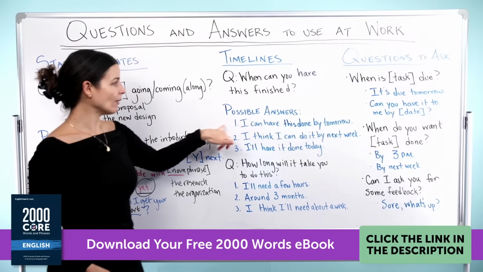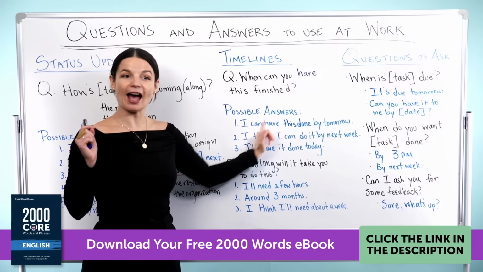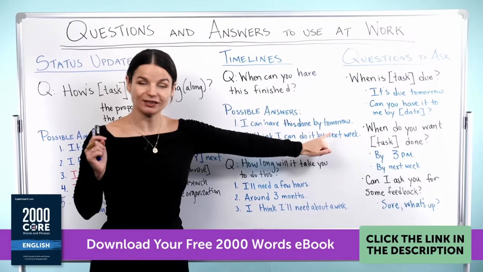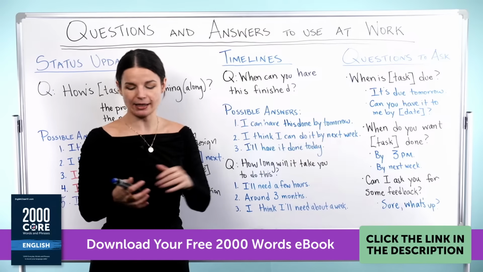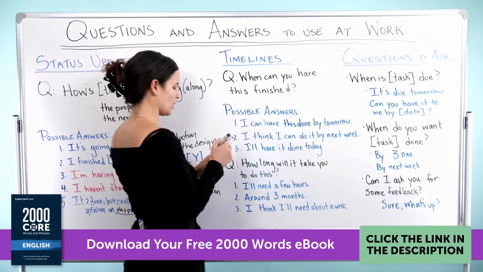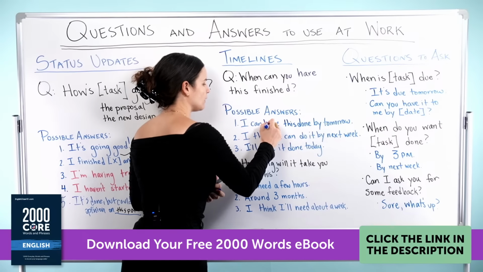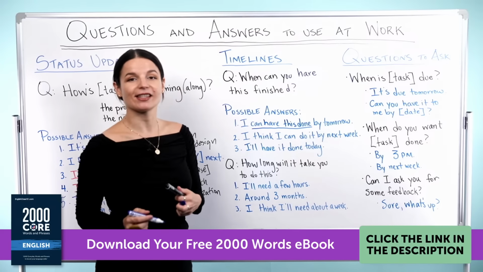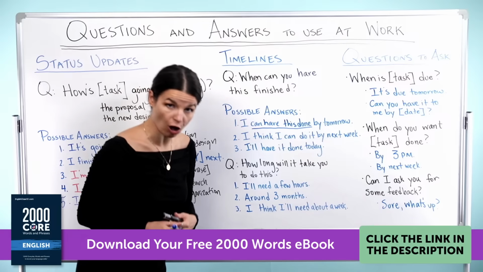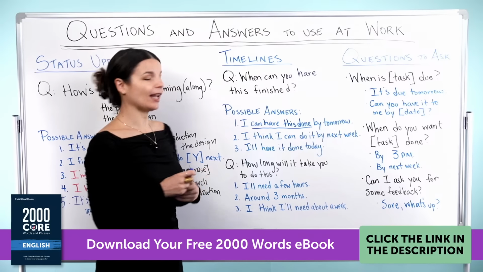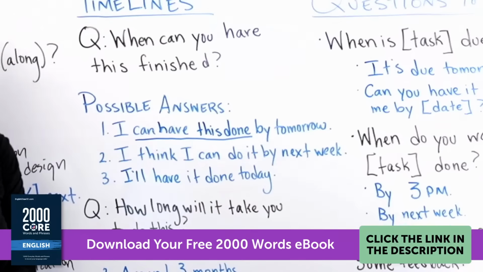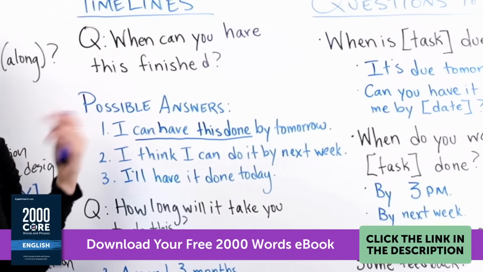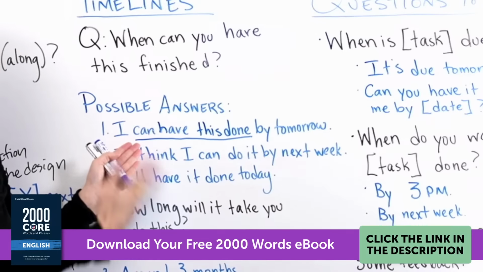So, when can you have this finished? Oh, I can have this done by tomorrow. I can have this done by tomorrow, okay? Now, there's a lot of, oh, sorry, I erased it a little bit. So, there's a lot of little words in here. I can have this done. I can have this done by tomorrow. We need all of those little words, not just I can done, or I can have this, or I can do, right? I can have this done by tomorrow, okay? That means it is possible, it is okay for me to finish this by tomorrow, okay?